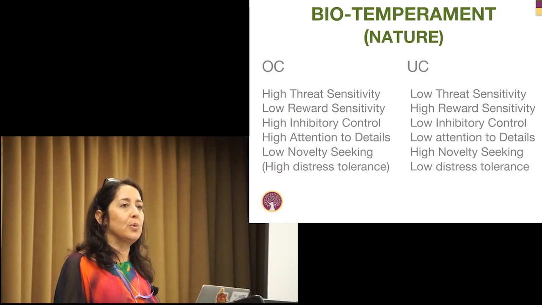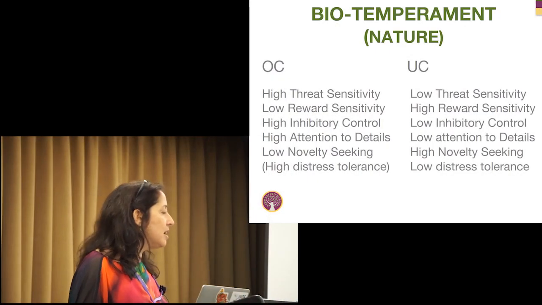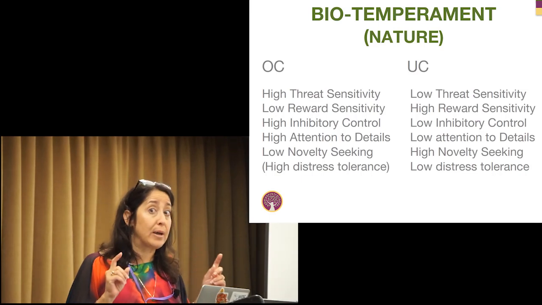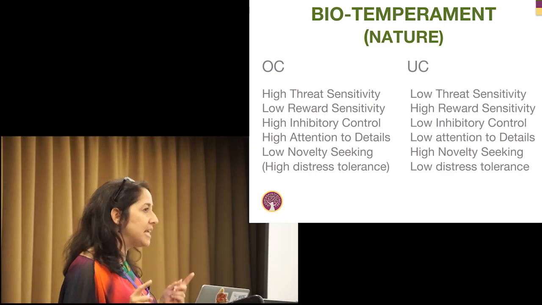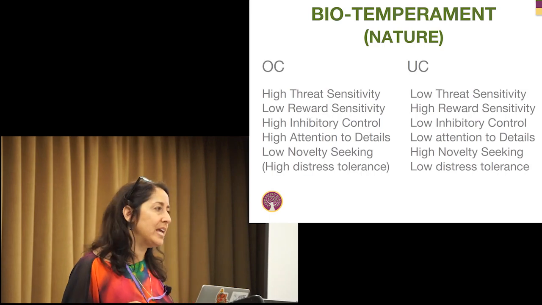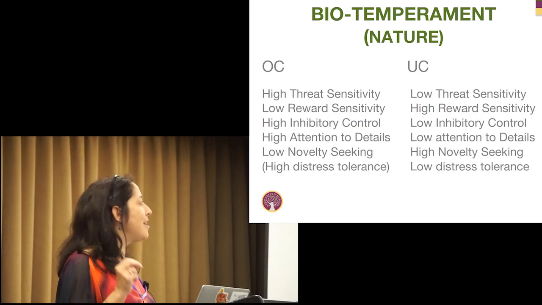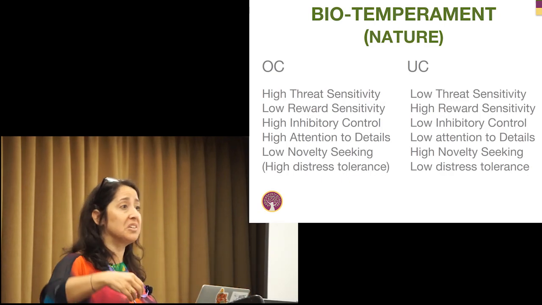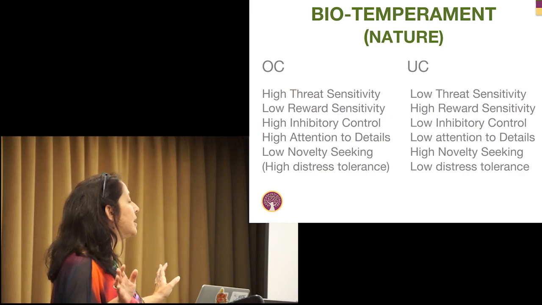Moving on, attention to detail versus low attention to detail, high, low. So the way I describe this, OCs are incredibly detail focused. And this is, again, biotemperament. This is the way their brains think. And this is really important. So an OC will see every vein on every leaf on every tree. I will run smack into that tree because I am looking at the beautiful forest. I do not see the trees, let alone the leaves, right?